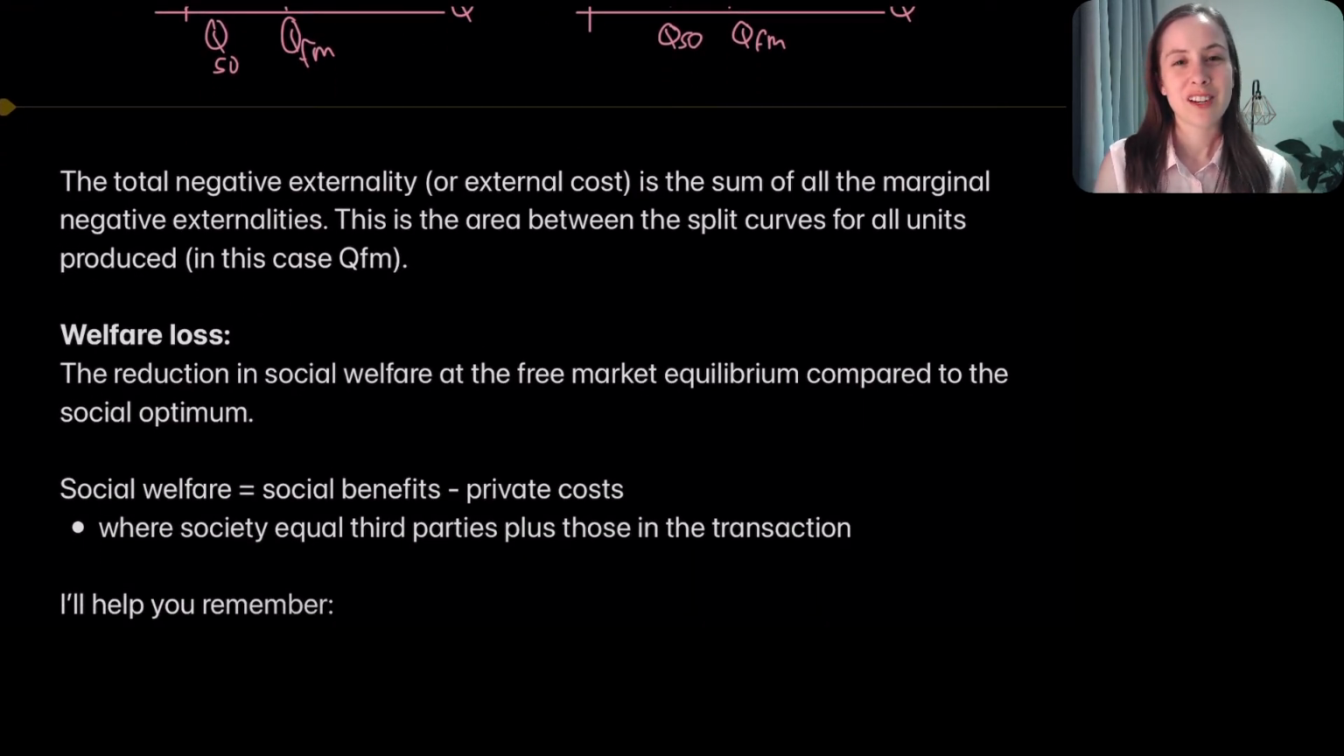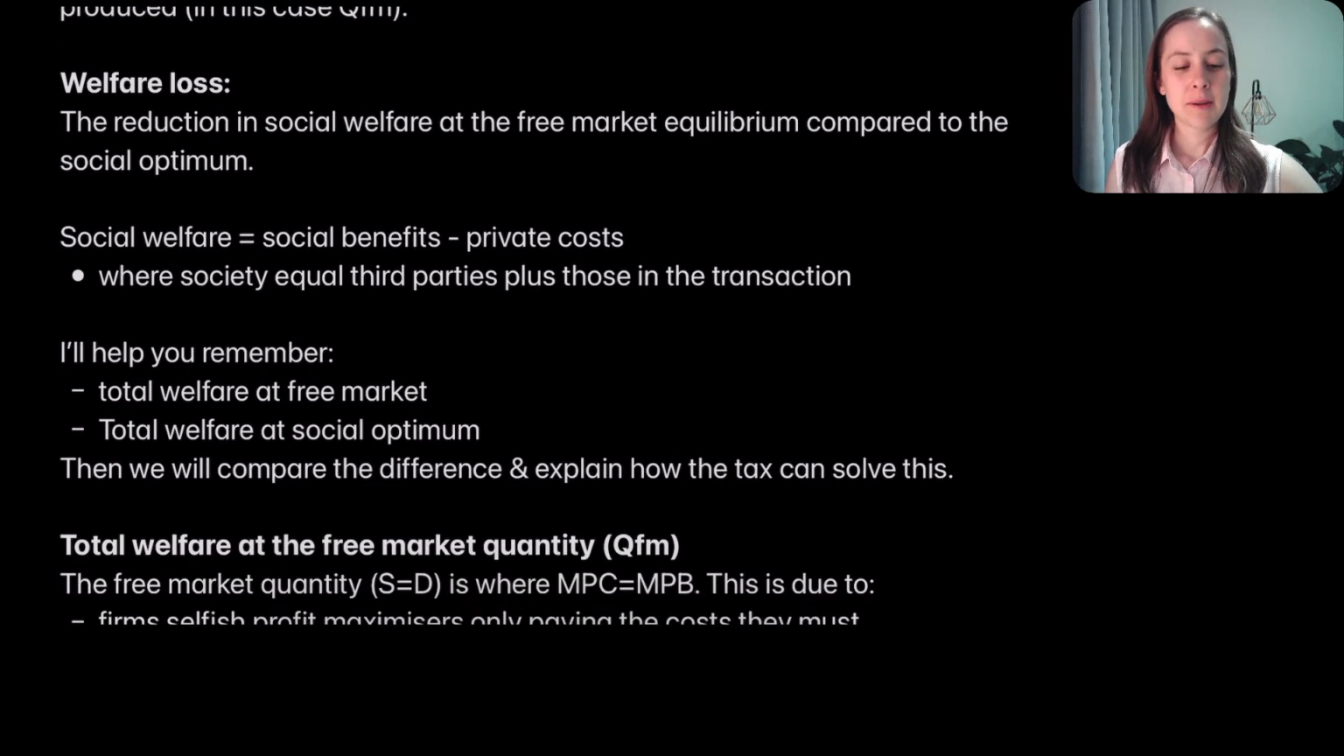That's obviously the slight shortcut to just shade in the split curves. If you want more details on it, you've got to take a look at those challenge questions in the externality series that I had. In terms of a welfare loss, what is that? That's the reduction in social welfare at the QFM compared to the QSO.